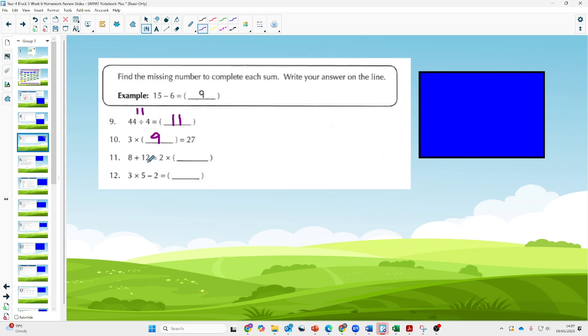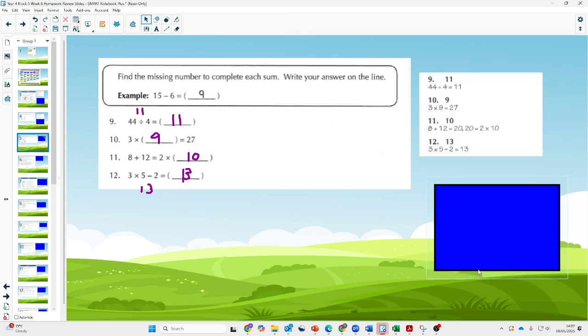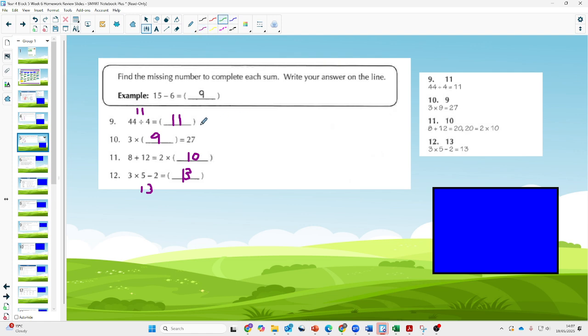Then we've got 8 plus 12 is 20. 2 times 10 will make 20. 3 times 5 is 15. Take away 2 is 13. So we can always record that down there, and therefore it has to be the same on the other side. So let's just double check our answers: 11, 9, 10 and 13. Well done if you managed to get all of those correct.